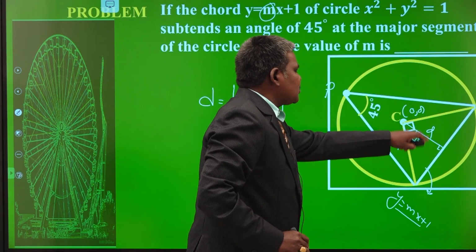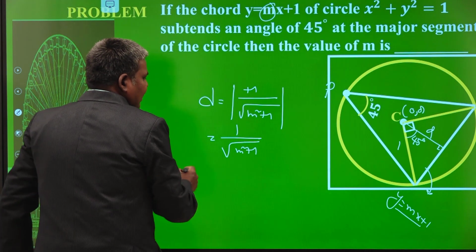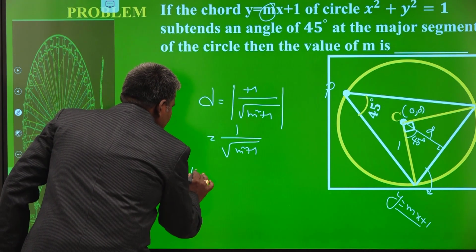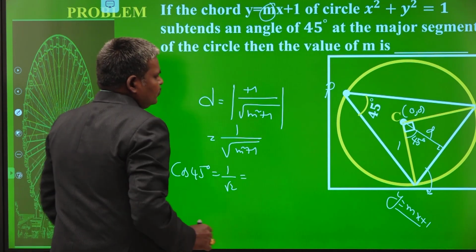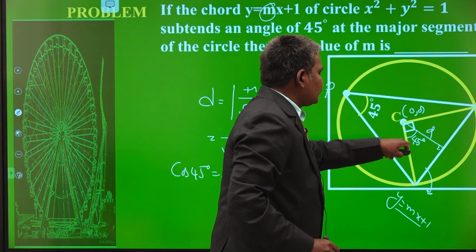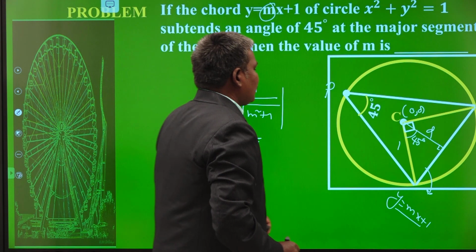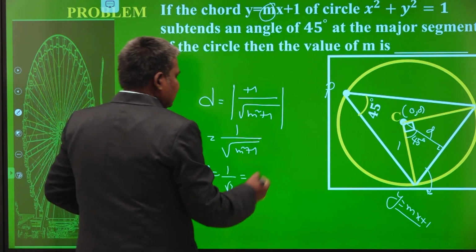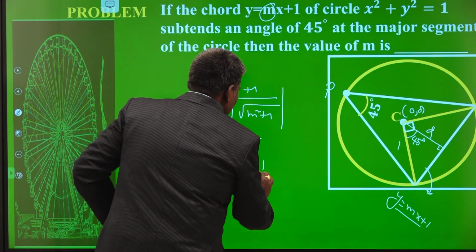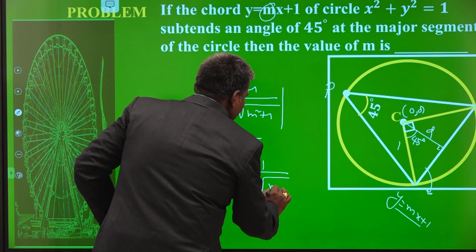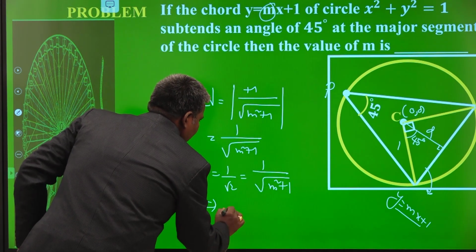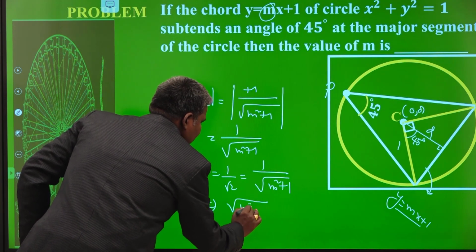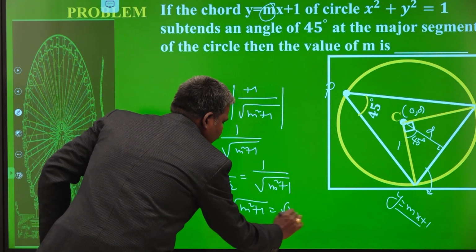So can you find cos 45 or not? From that right angle triangle, cos 45 degrees is equals to 1 by root 2. That is equals to adjacent side by hypotenuse. This side is adjacent to this angle. That is why we call it the adjacent side. That is d by 1. D by 1 means what? 1 by root of m square plus 1. Now, equate these two values. What happened? Root of m square plus 1 is equals to root 2.